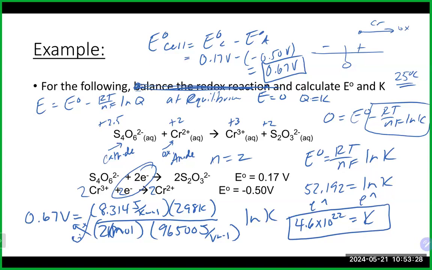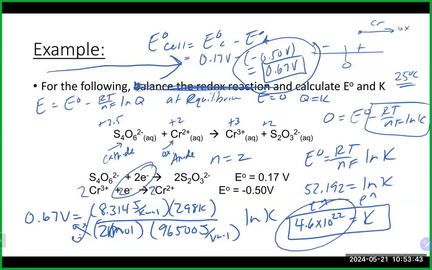Questions on that calculation? Things still agree like we would think they would. I see a positive cell voltage, which means this reaction should be spontaneous and heading to the product side. And because of that, I should have a large value of K. So again, all those things should sort of agree with each other. Any questions on that?